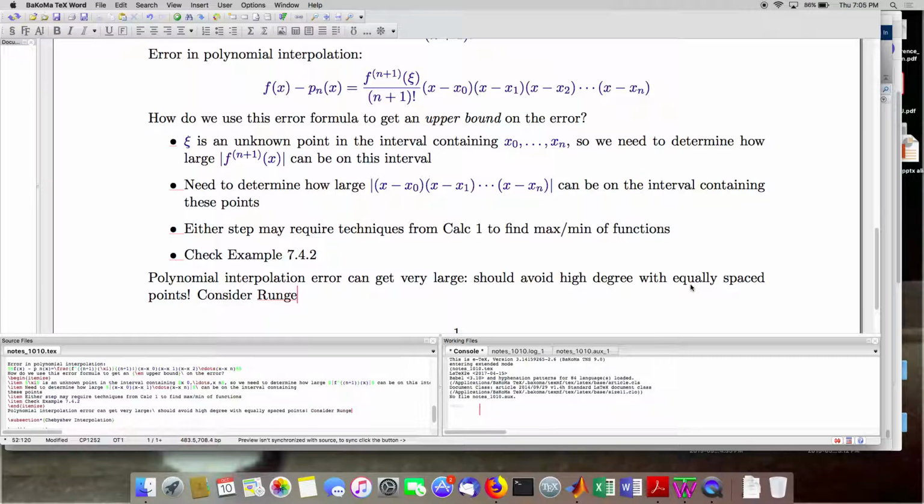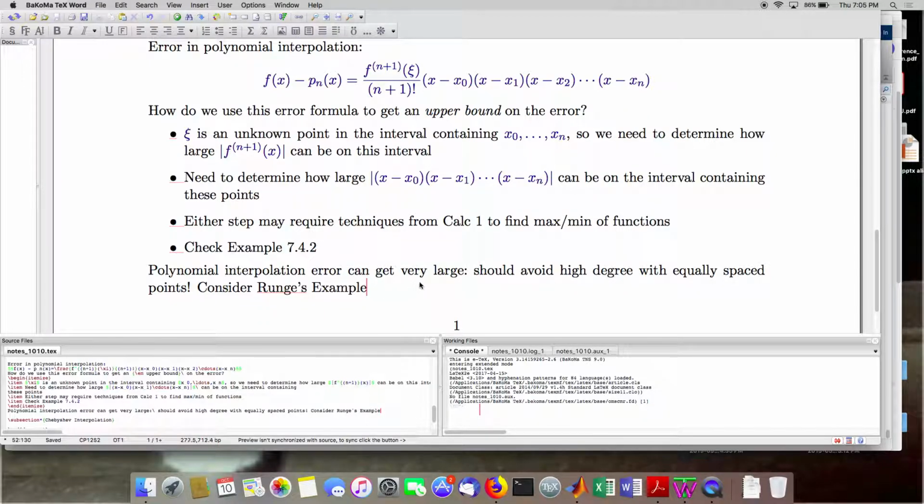There's a famous example that I'm about to show you called Runge's example. Runge is best known for Runge-Kutta methods for solving ODEs. So those of you who stick around next semester will learn all about that. But now we'll look at his example of polynomial interpolation gone very wrong.